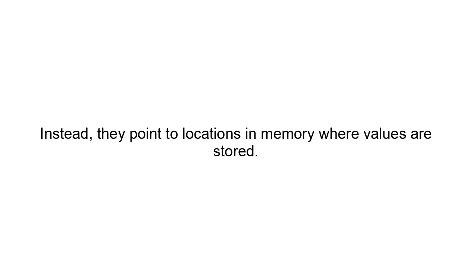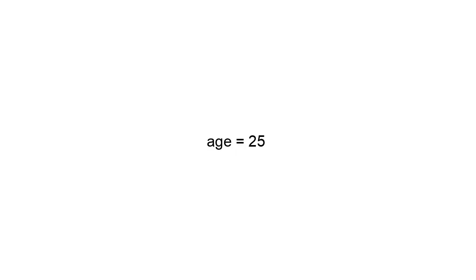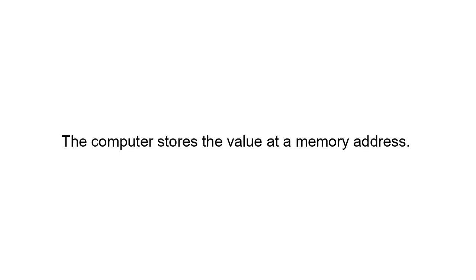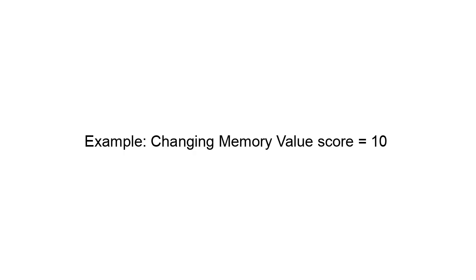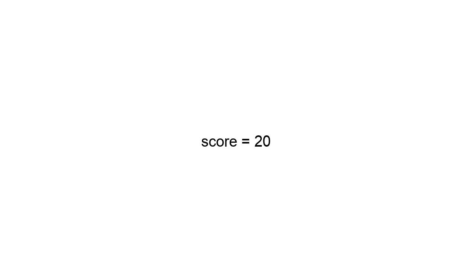Memory and variables. Variables do not store values directly. Instead, they point to locations in memory where values are stored. Example: age = 25. Memory view: variable, memory address, value. Age, 1001, 25. The computer stores the value at a memory address.